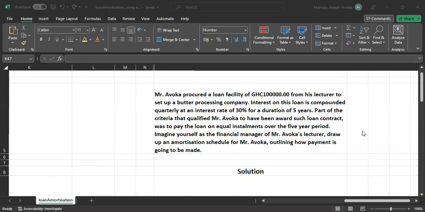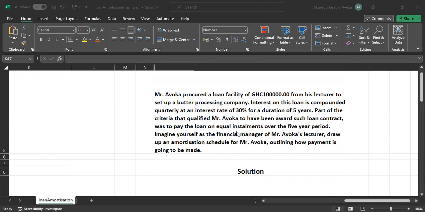Mr. Avoka procured a loan facility of 100,000 Ghana cedis from his lecturer to set up a butter processing company. Interest on this loan is compounded quarterly at an interest rate of 30% for a duration of 5 years. Part of the criteria that qualified Mr. Avoka to be awarded such a loan was to pay the loan in equal installments over the 5-year period.